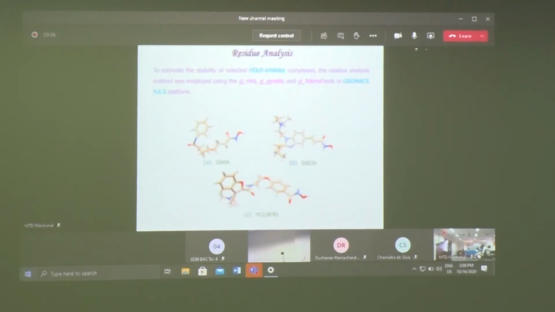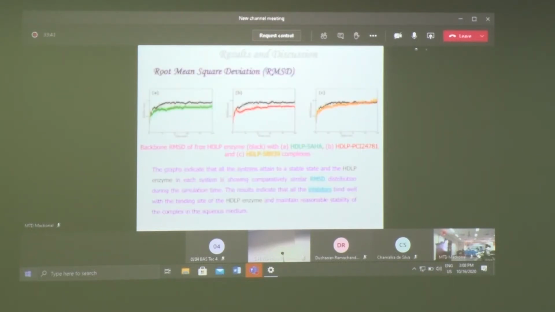And the second section is reciprocity. To estimate the binding of the selected HDLP-inhibitor complexes, the reciprocity method was employed using the RNA, amino acid, and DHO tools in the platform. And these are the three standard inhibitors. SAHA is marketed, therefore it's considered as a reference drug, and ISMA 99 and 28.781 are currently in clinical trials.